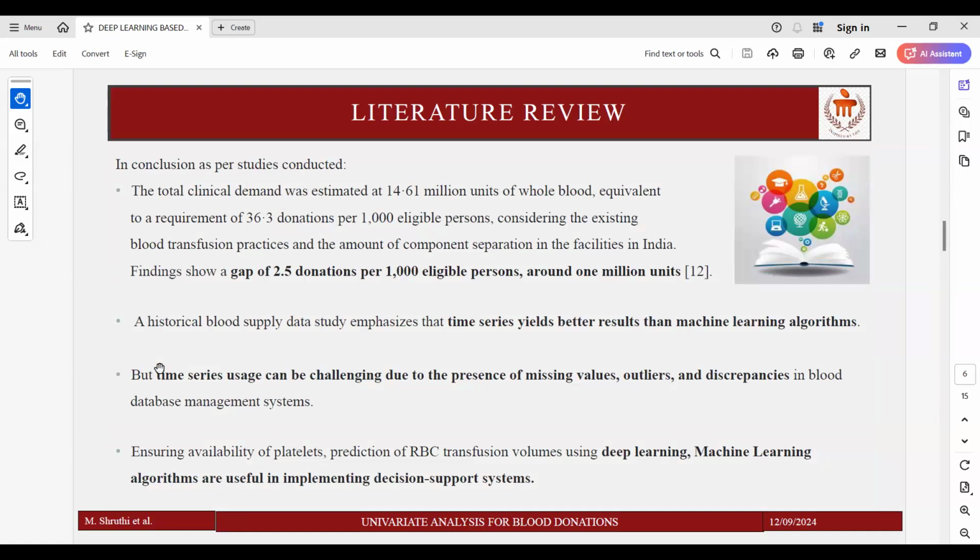So, as per a paper, the total clinical demand was estimated to be 14.61 million units of whole blood, with a requirement of 36.3 donations per 1,000 eligible persons. But there is a gap of 2.5 donations per 1,000 eligible persons, which is around 1 million units. I have also summarized other literature papers, which emphasize the need for making use of technology in implementing decision support systems.